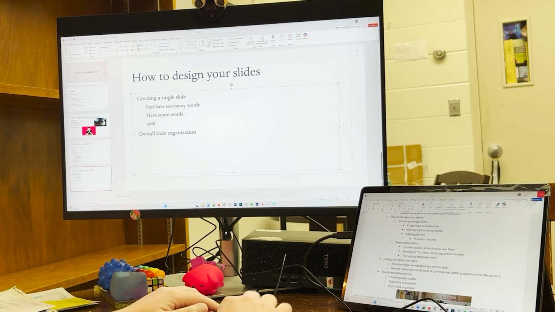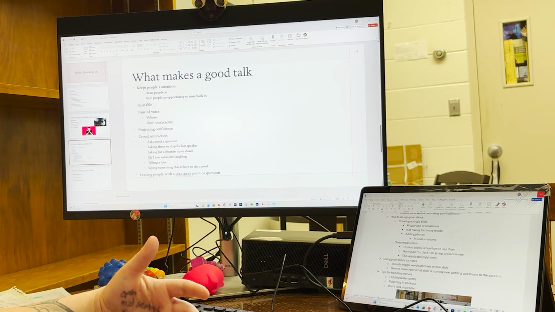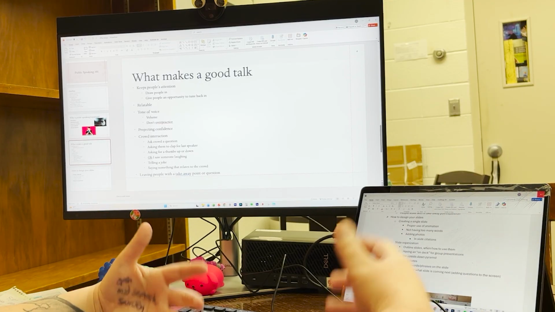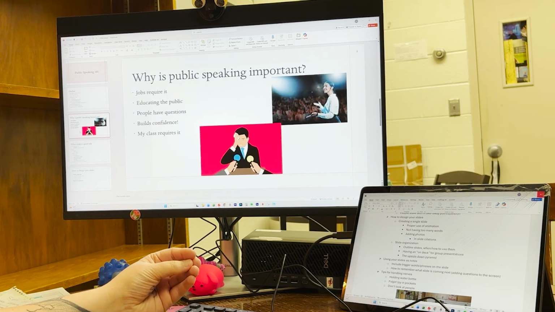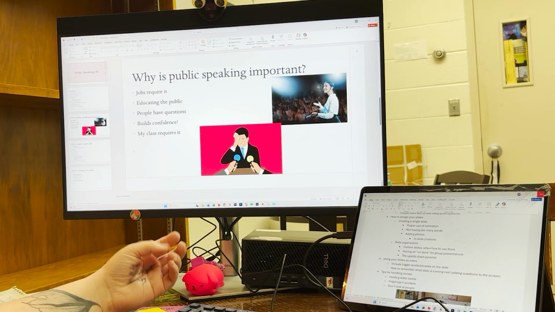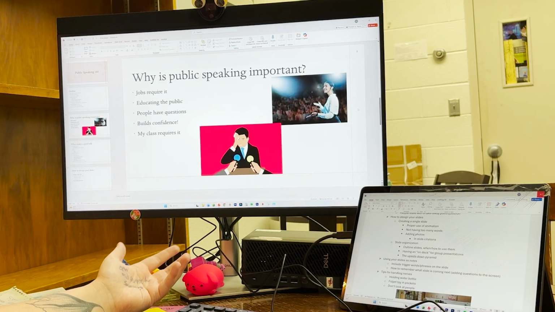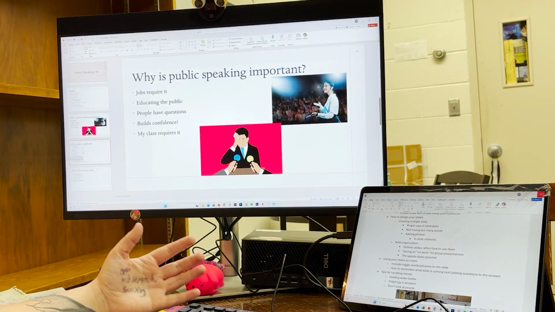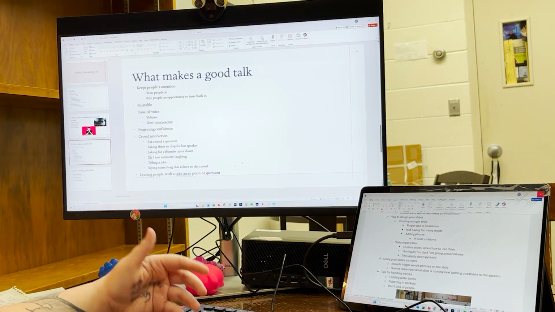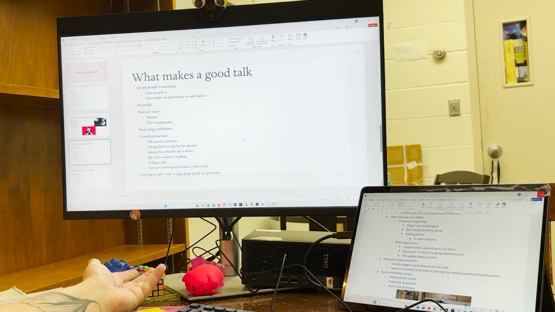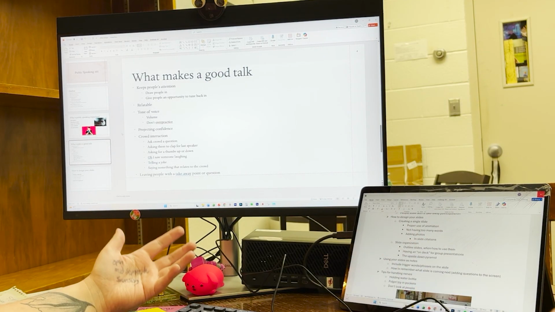Next, you're going to want to add some photos. If you notice the difference between this slide, the "what makes a good talk" slide, and "why is public speaking important," objectively this one is more interesting. It has pictures, it draws you in, it's more fun to look at. So it's important that we are adding visual elements.